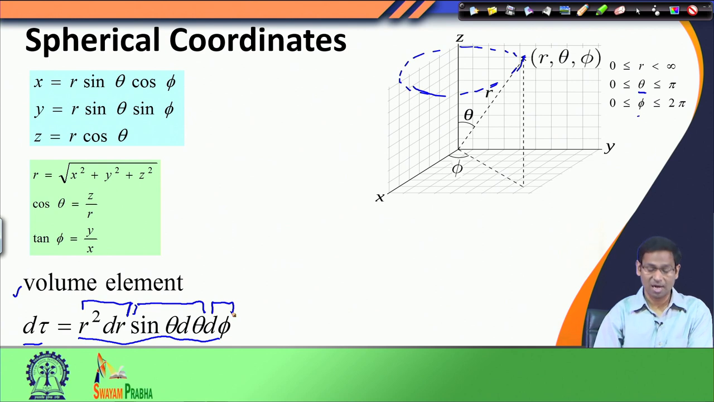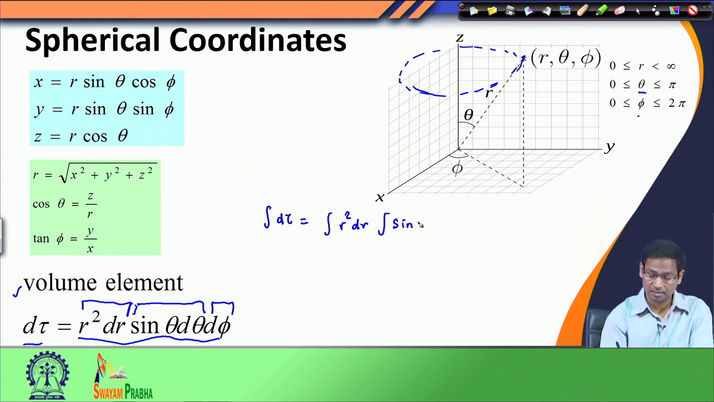We would actually try to integrate this volume element over all space. What we want to do is integrate this d tau over all space. I know that I have three different integrals to take care of: r square dr, the second one is sin theta d theta, and the third one is d phi. For r square dr, suppose I am considering a sphere of some radius, let us say a. Of course, it can go to infinity, but I am talking about a fixed value of a. So this limit goes from 0 to a, and for sin theta d theta, theta goes from 0 to pi.